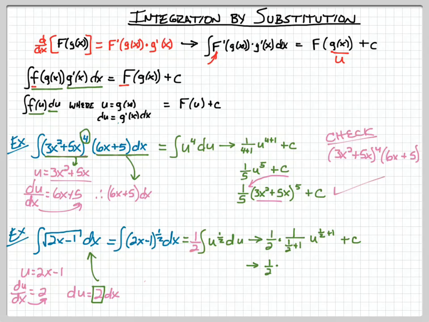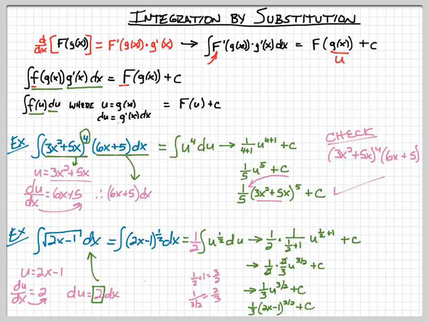All right, simplifying. We have 1/2 times, and we're going to do a little scratch work here. So 1/2 plus 1 is 3 over 2, and this is 1 over 3 over 2, which is going to be 2 over 3. So we have 1/2 times 2 over 3 times u to the 3 over 2 plus c. Well, our 2's can cancel out, and we're left with 1/3 u to the 3 over 2 plus c. Now keep in mind again that this u is equal to 2x minus 1, so we have to substitute that back in, and we have our integrated function.